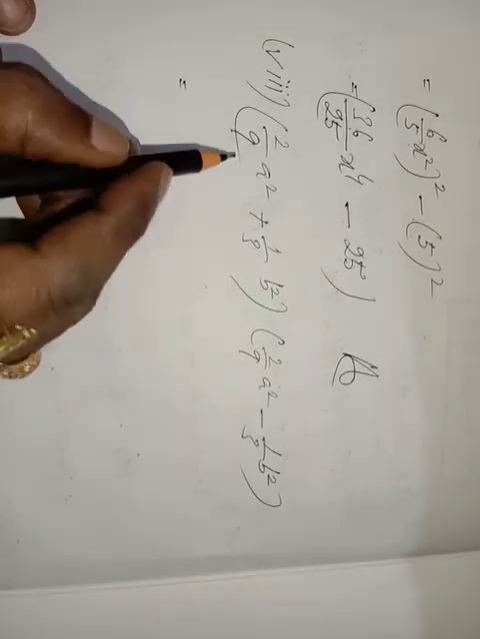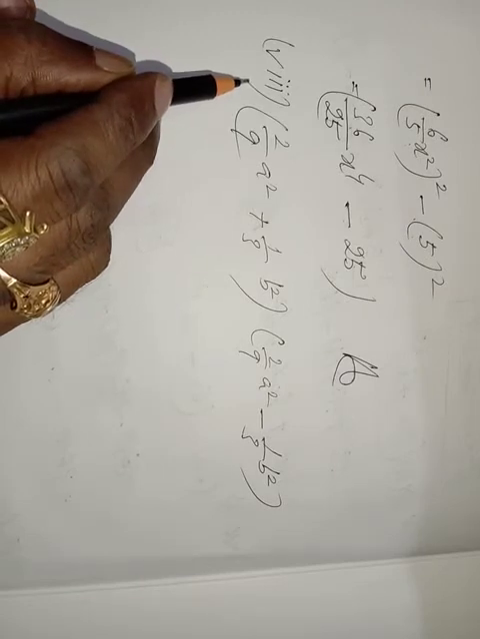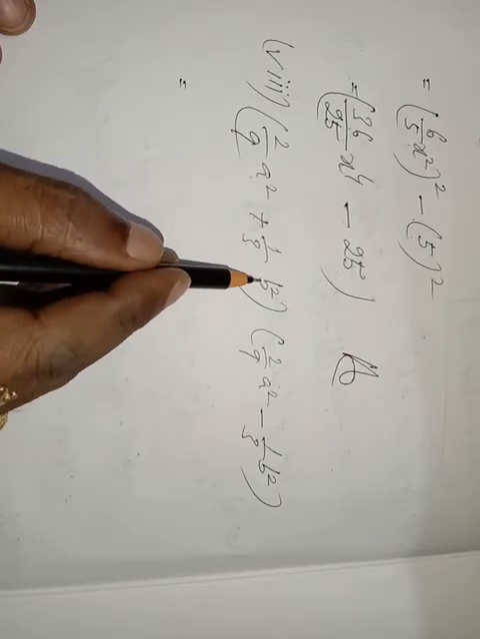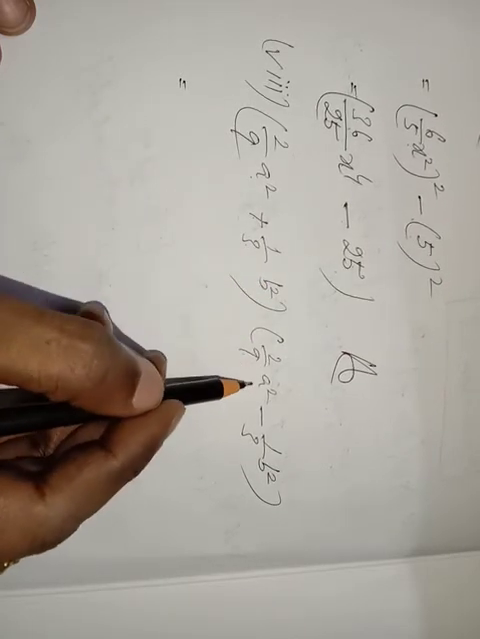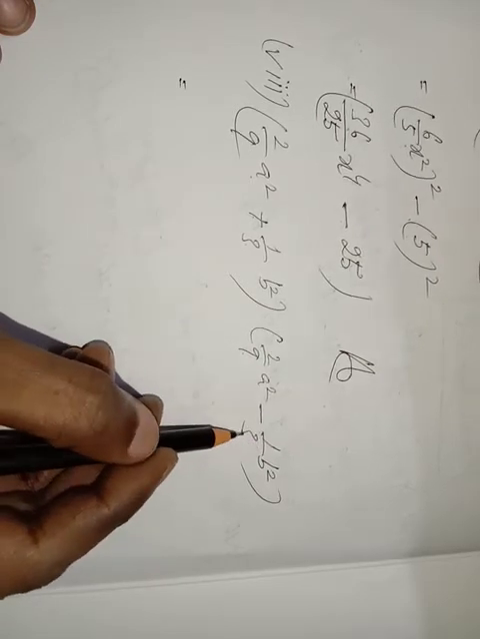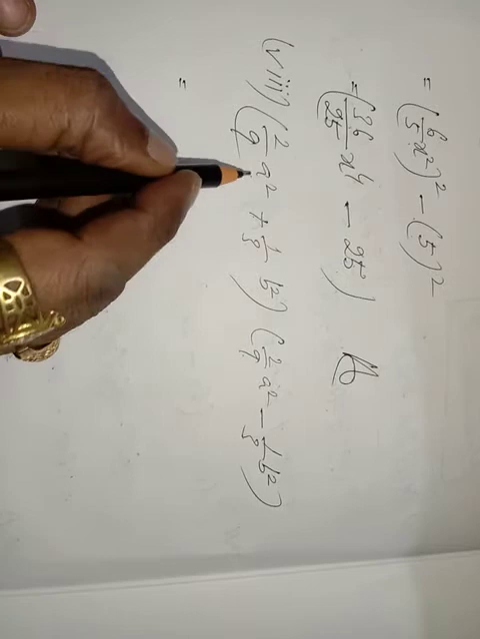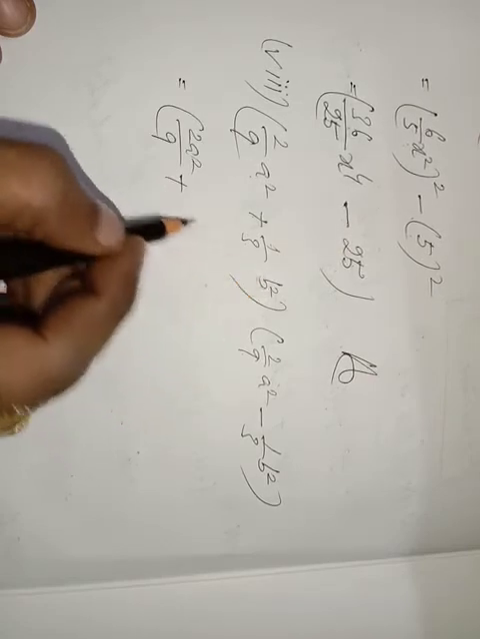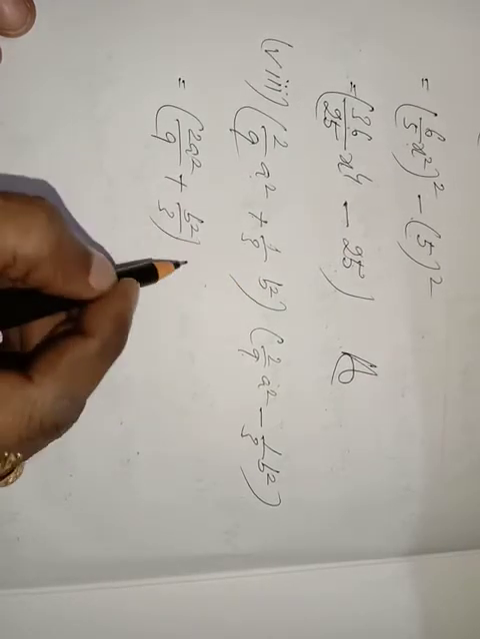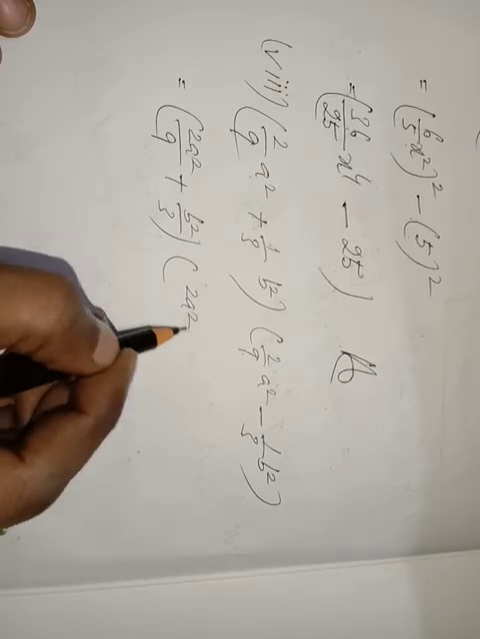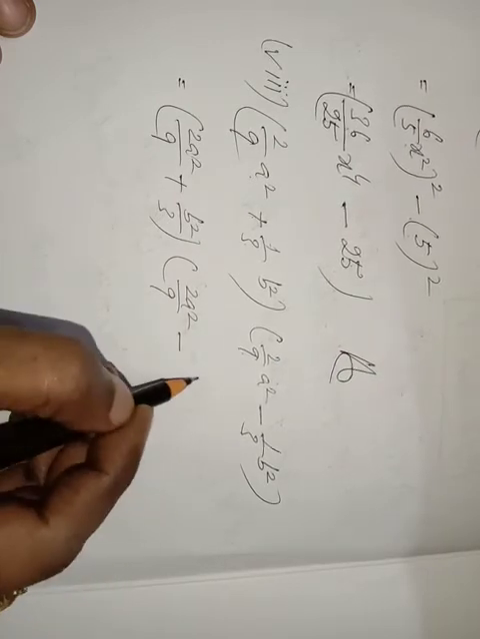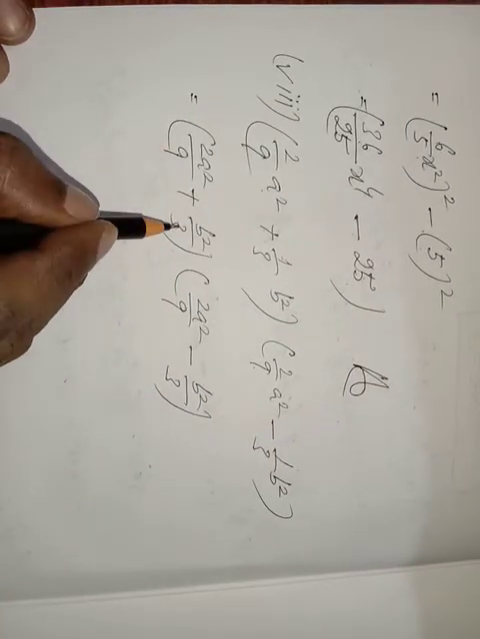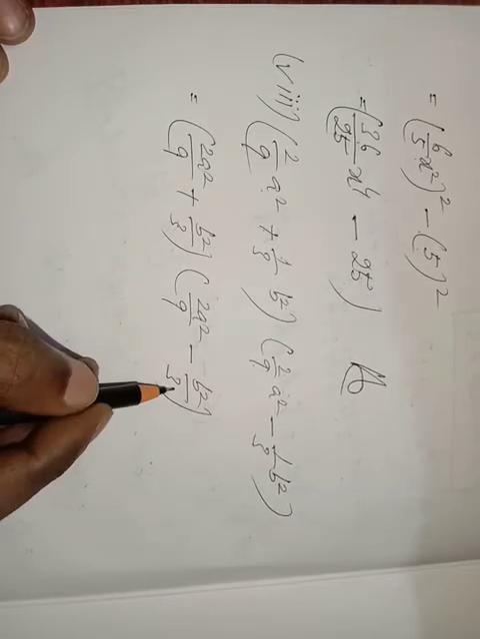I have written the 8th part of question number 3, that is 2 by 9 a square plus 1 by 3 b square whole into 2 by 9 a square minus 1 by 3 b square. With a slight change, I am writing 2a square by 9 plus b square by 3, and slightly modifying the question, 2a square by 9 minus b square by 3. Now you see the question pattern is coming to a plus b whole into a minus b.